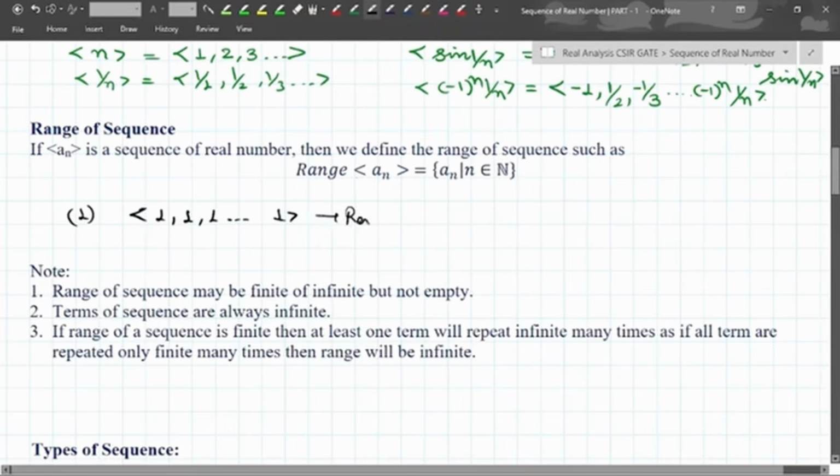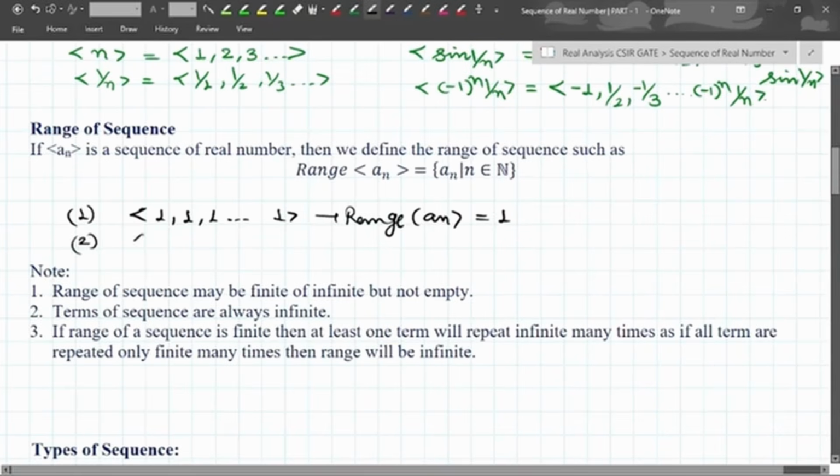Now what is the range in this case? So the range of this sequence an is going to be 1. It means range is something, what? Range is the set of elements of the codomain whose pre-image is present in the domain. Okay, that's the definition of range. So here the range is 1.